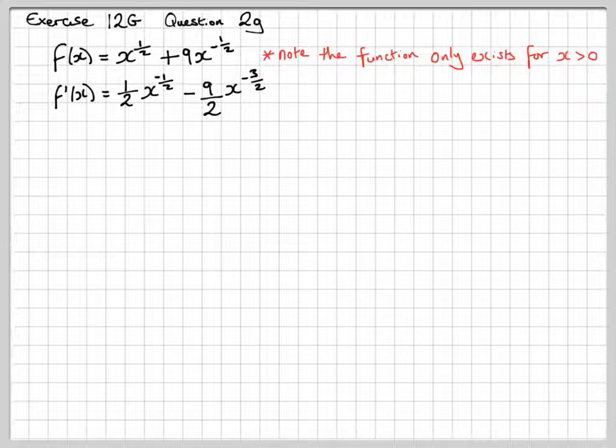Furthermore, we can't define this at x equals 0 because if you look at the 9x to the power of -1/2, what that really looks like is 9 divided by the root of x, and 9 divided by the root of 0 is 9 divided by 0, which again is something that we couldn't calculate.